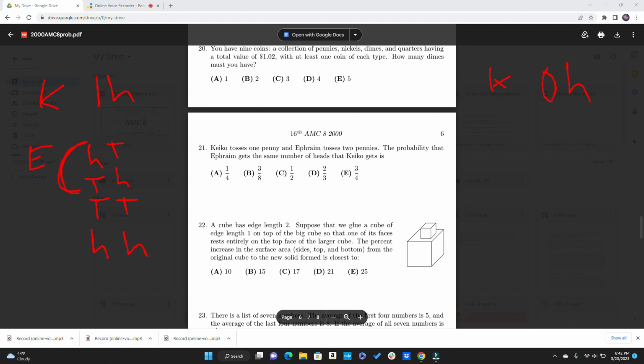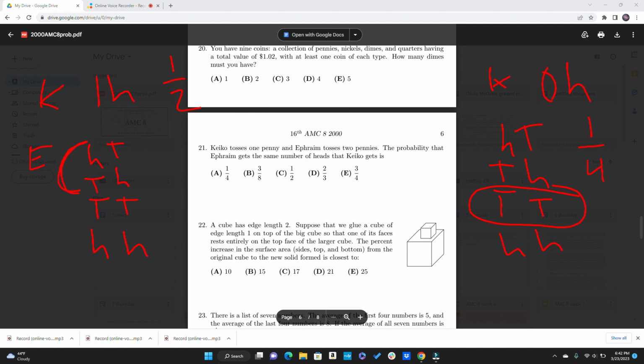Okay, what if Kiko gets 0 heads? Well, there's the same choices for E, right? And how many ways does he get 0 heads? Well, there's only 1 way that happens, right? When there's 2 tails. So there's a 1 in 4 chance that when this happens, they get the same number of heads. Okay, so now we've got 2 separate probabilities.